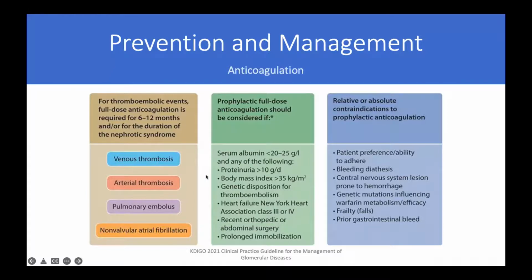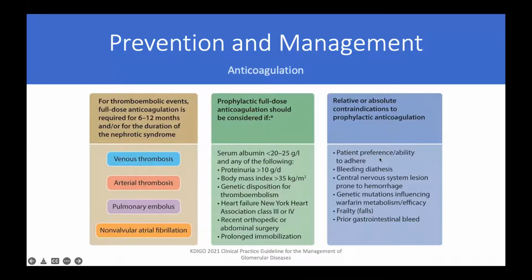Serum albumin of less than 2 or 2.5, depending on the method used. Along with that, proteinuria of more than 10, BMI of more than 35, genetic predisposition, heart failure, recent orthopedic or abdominal surgery, or prolonged immobilization. Basically, other than proteinuria, the other risk factors are common to the general public.